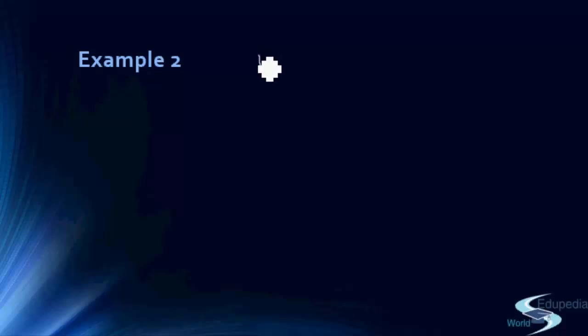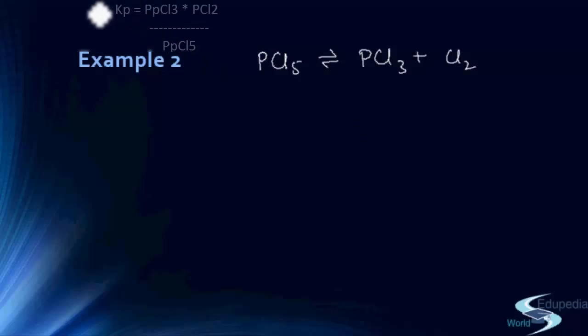Let's say this time your reaction is slightly different. Say we are talking about decomposition of PCl5. PCl5 decomposes reversibly into PCl3 and Cl2. So now my goal is again to write the expression of Kp, and I know that Kp is simply going to be equal to partial pressure of PCl3 at equilibrium times partial pressure of chlorine at equilibrium divided by partial pressure of PCl5 at equilibrium. So I just need to find partial pressures at equilibrium.